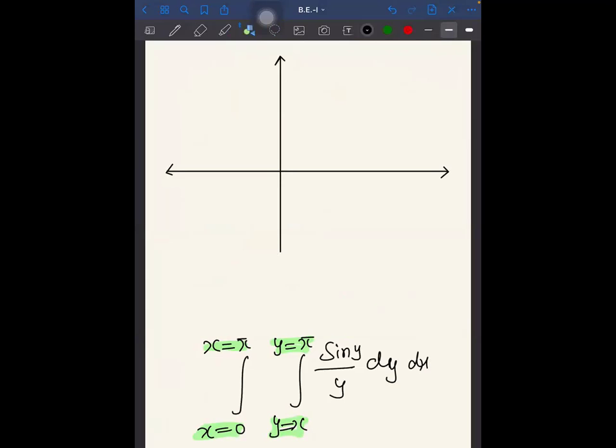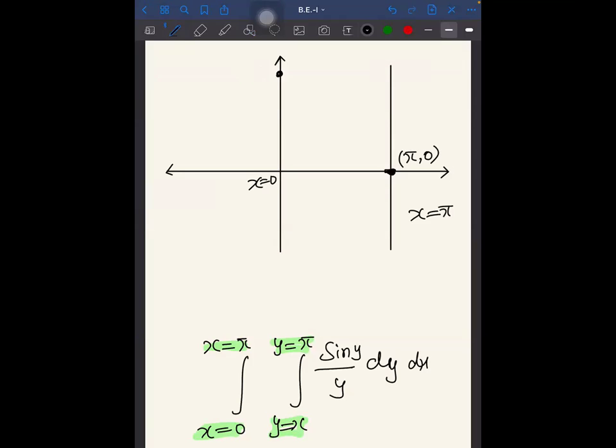Now what is x is equal to 0? Tell me. Yes, y-axis. And what is x is equal to pi? Line parallel to y-axis. Yes, that's it. And this is your x is equal to pi. Yes, you are with me? So this point is (pi, 0).